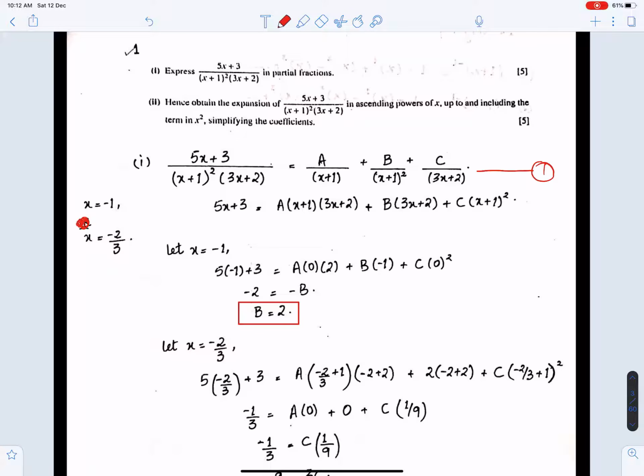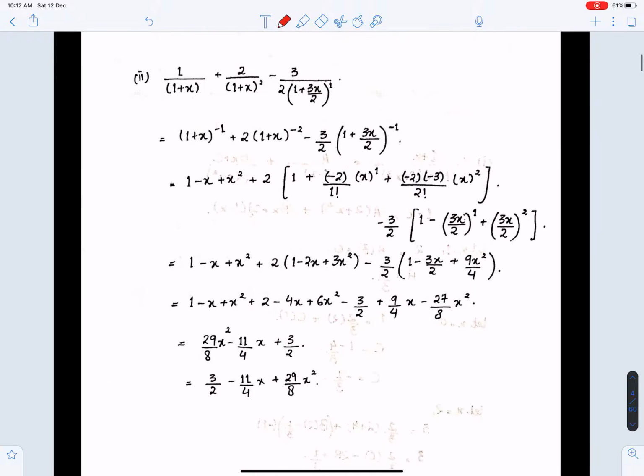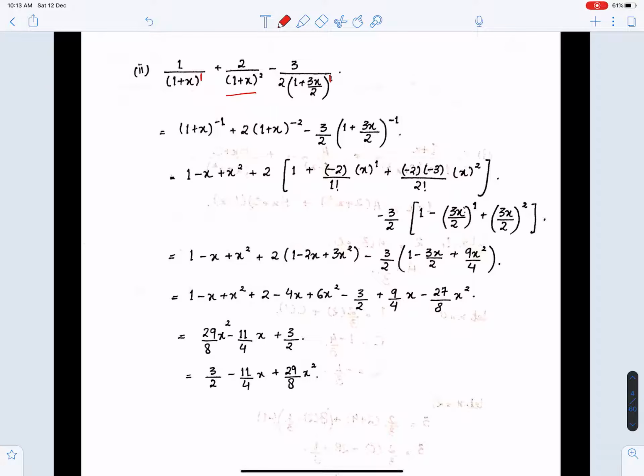Part 2. Hence obtain the expansion of this in ascending powers of x up to and including the term in x square. See, this expansion has power 1, this expansion has power 1, so we can use the rules for expanding these expansions. And since this expansion has power 2, therefore we have to use the theorem, the factorial form of the theorem for this expansion.